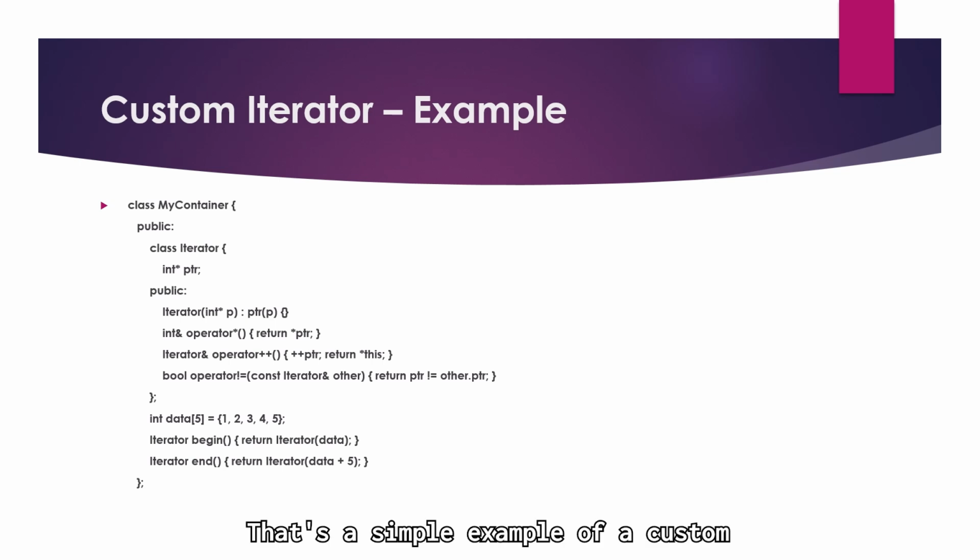Here's a simple example of a custom iterator embedded inside a class. We have a myContainer class with a nested iterator class. This iterator overloads key operators like not equal to, plus plus, and the dereference operator, allowing us to use it in a range-based for loop. We define begin and end to return instances of our custom iterator. This way our class becomes iterable, just like STL containers. This is a basic version, but it captures the core idea. In production, you would add bounds checking and possibly support for reverse iteration too.